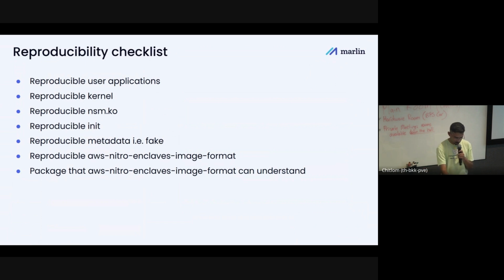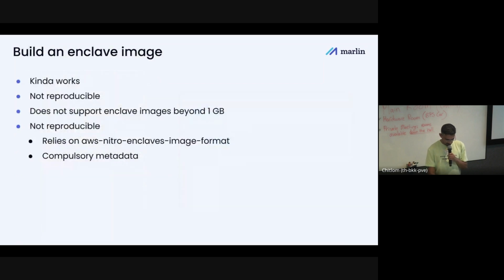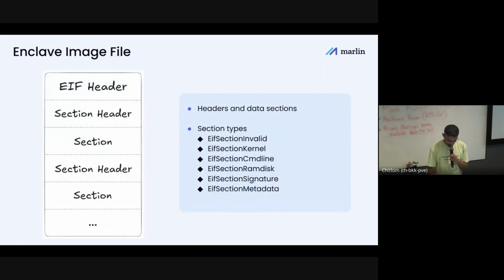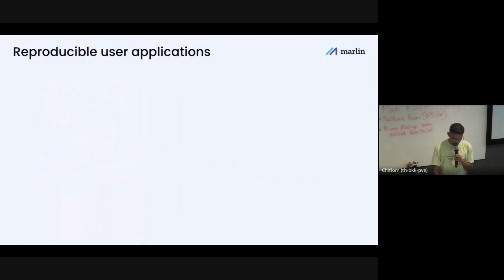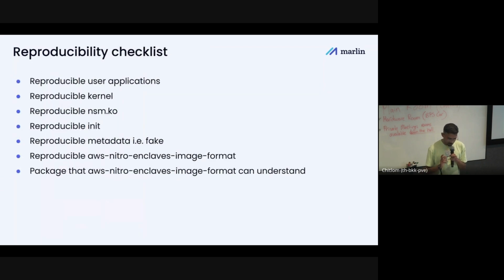We also have the NSM, the Nitro Secure Module. We have the init binary that's going to start up your entire program. We also have metadata that we have to put in there, which is the last field over here. This is a compulsory field in new enclave images. You just can't leave it out. So we need to make that reproducible. And usually reproducible metadata basically just means you hardcode some fake values in there and move on, right?